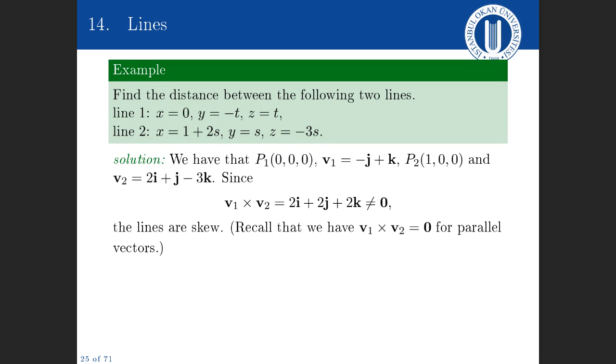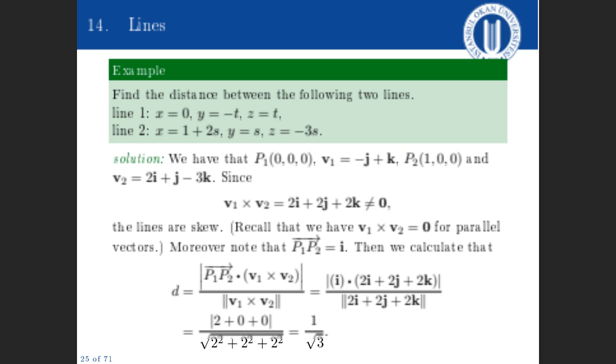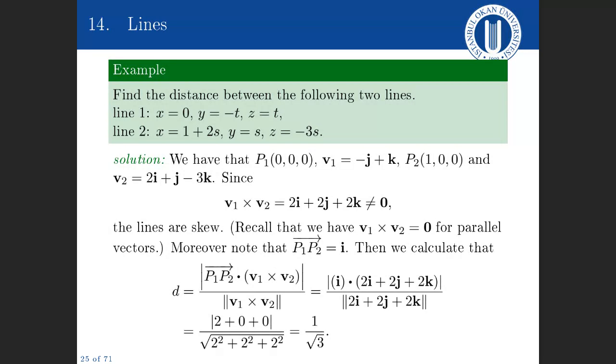So that tells us which formula to use, and then it's just a case of putting the information we have into the formula. Because P1P2 is just i, on the top we have the absolute value of i dot 2i plus 2j plus 2k, and on the bottom we have the norm of 2i plus 2j plus 2k. I leave it for you to check that when we calculate all of these things and simplify, we get 1 divided by the square root of 3.